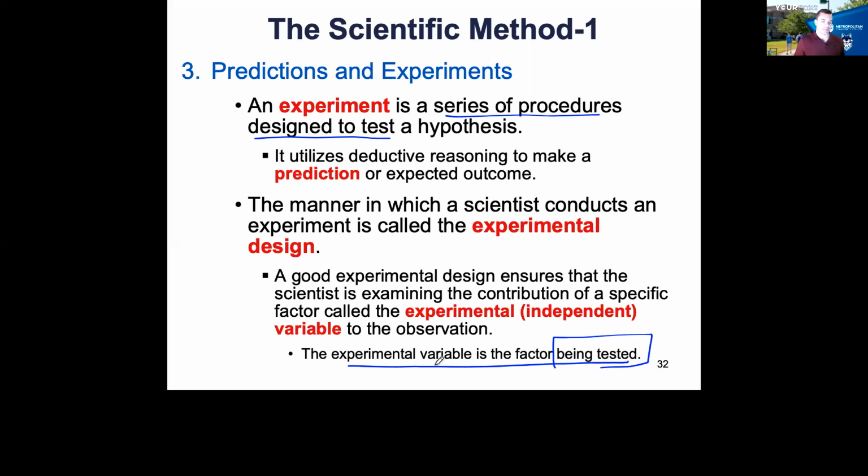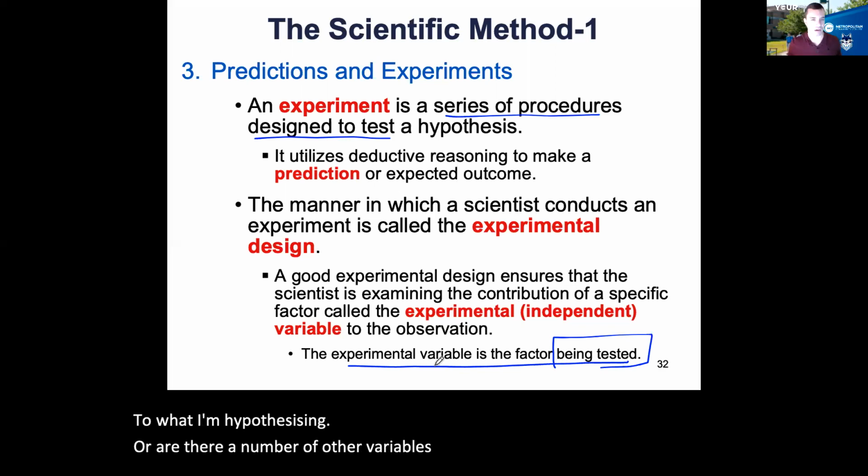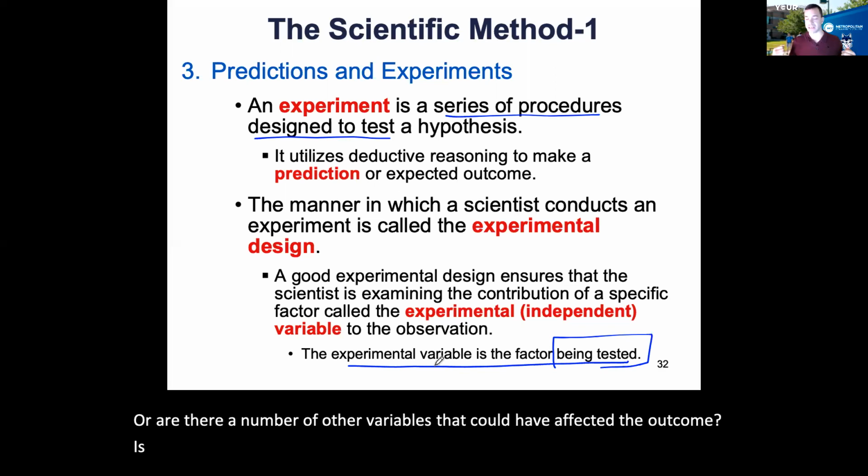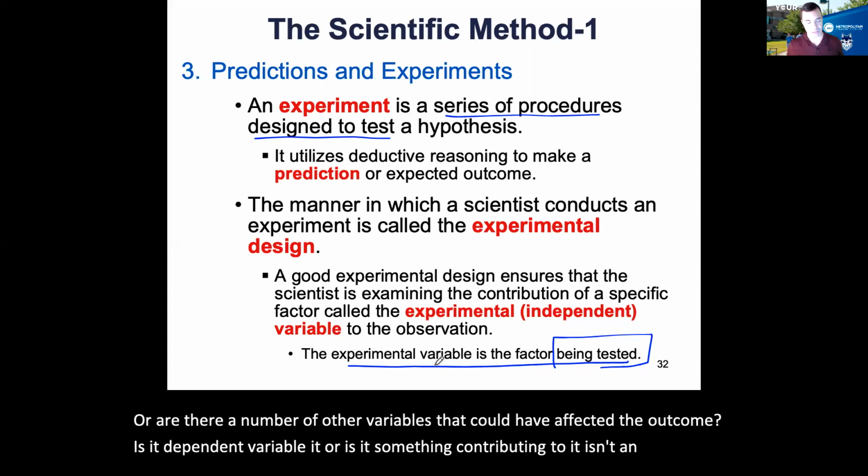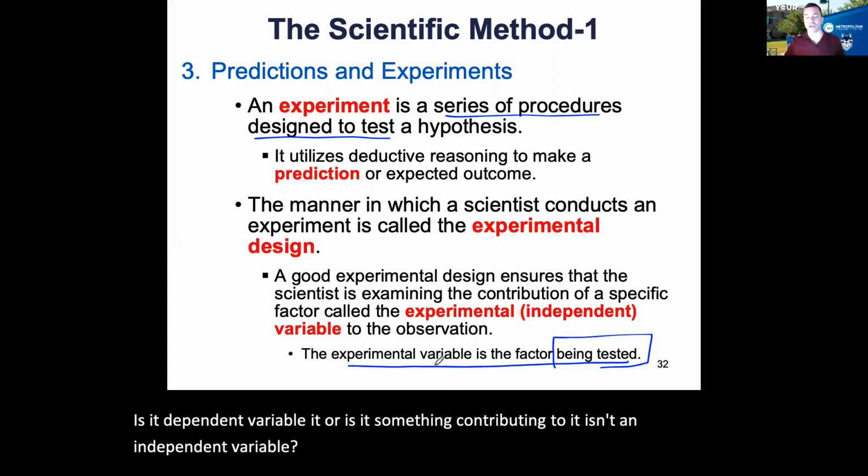Is that thing that I'm testing a direct cause of what I'm hypothesizing? Or are there a number of other variables that could have affected the outcome? Okay. Is it a dependent variable? Or is it something contributing to it? Is it an independent variable? All right. That's what we're going to try to figure out.